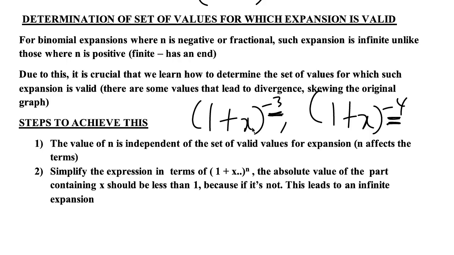Then number 2, simplify the expression in terms of 1 plus x, and you see I inserted 2 dots, meaning that x could also have other things associated with it, and then to the power n. The absolute value of the part containing x should be less than 1. This obeys the convergence rule, because outside such values, what happens? It leads to an infinite expansion, it leads to divergence. You get it?